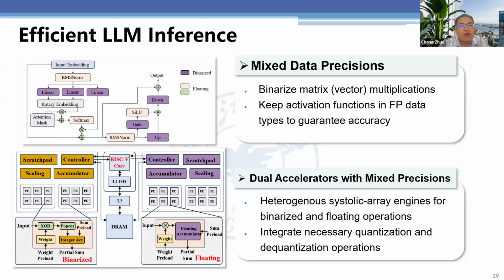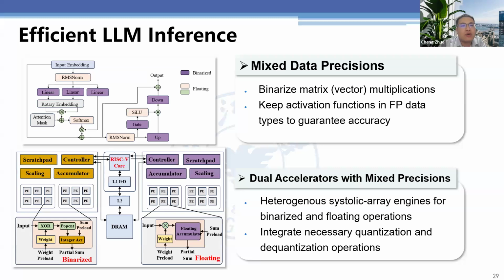So with such a binarized accelerator, we actually do something like mixed data precision, because we are aware that if we binarize all the operators, then the accuracy is very low. So we want to identify the key operators and then do the right binarization. Meanwhile, the other operators can still maintain floating point. In the figure on the top left, you can see what we identify: for those matrix multiplication and matrix vector multiplication operators, we do binarization, and the others we still maintain as floating point.